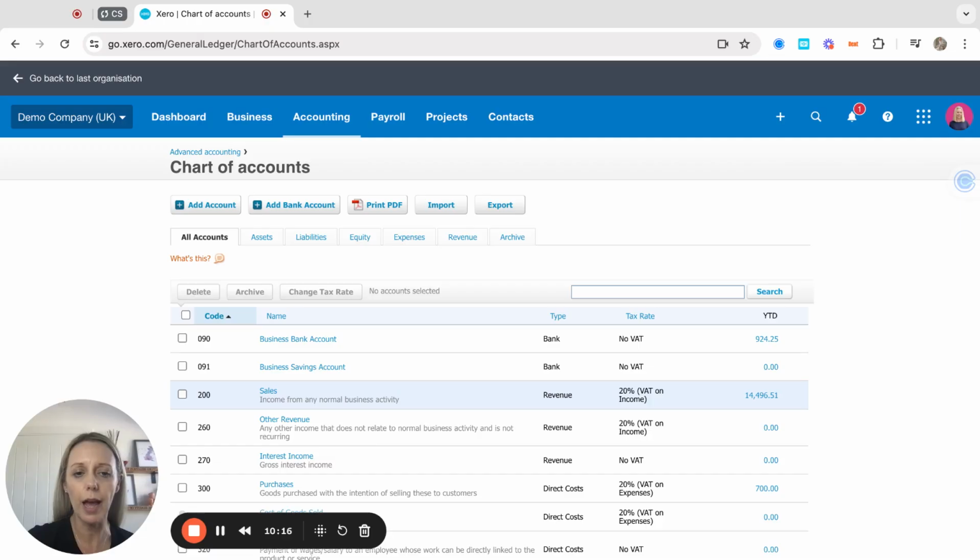So you could have, for example, if you're a clothes shop, men's clothes and women's clothes, and you may want to know the difference between the two. You may also want to have an accessories or bags or shoes or something like that. So you can come in and add different types of sales.